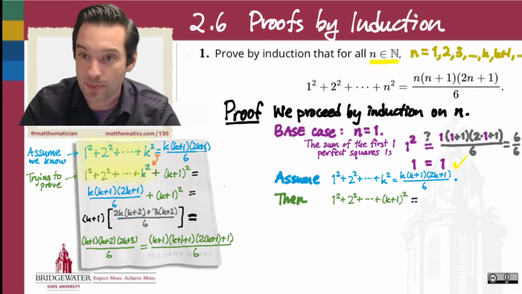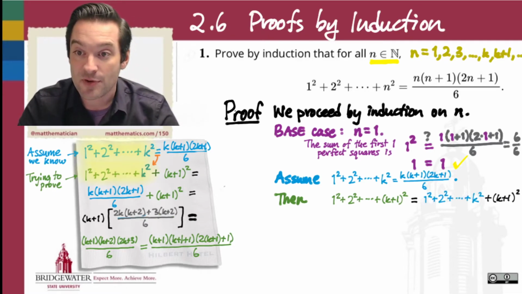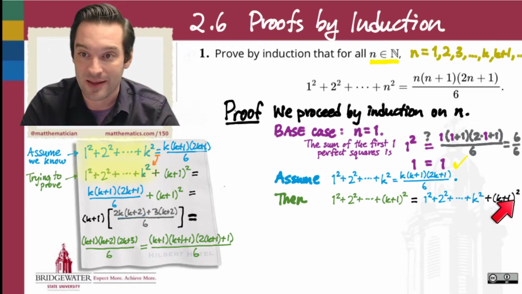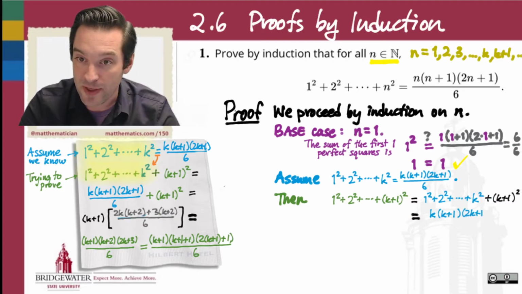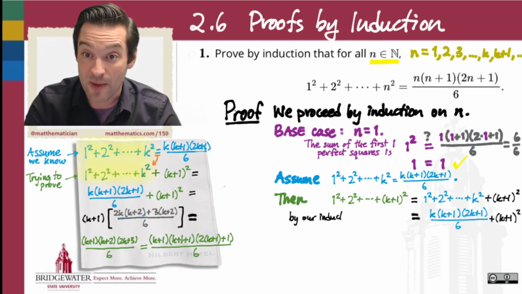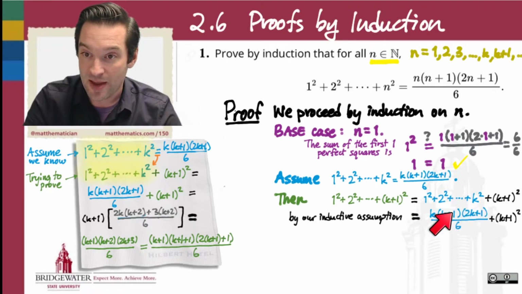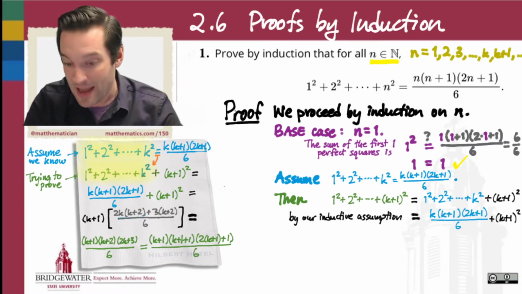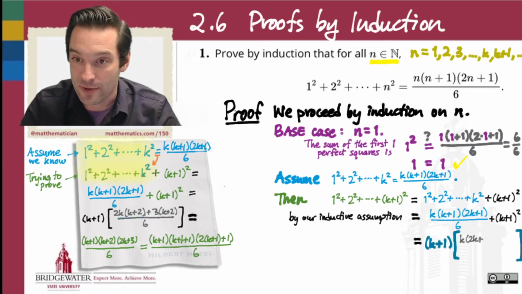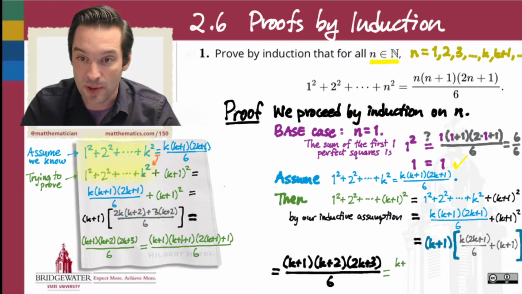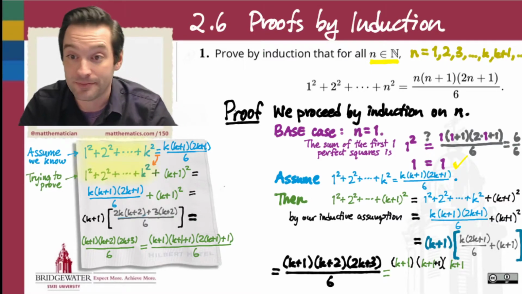So the sum of the first k plus 1 perfect squares is the sum of the first k perfect squares plus an additional k plus 1 squared on the end. And now, we'll tell the reader that we're applying the inductive hypothesis. By our inductive assumption, 1 squared plus 2 squared up to k squared is k times k plus 1 times 2k plus 1 over 6. And then I need to add that to k plus 1 squared. Then I do the algebra that's necessary to get me exactly to where I was supposed to have been going in the first place.